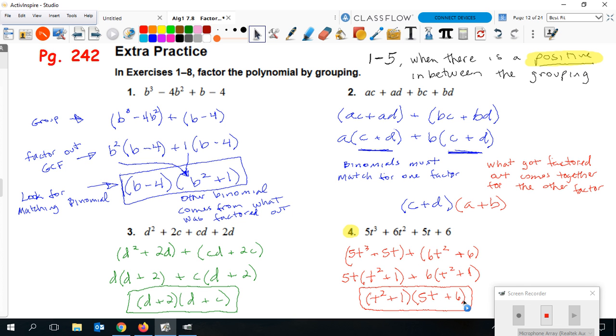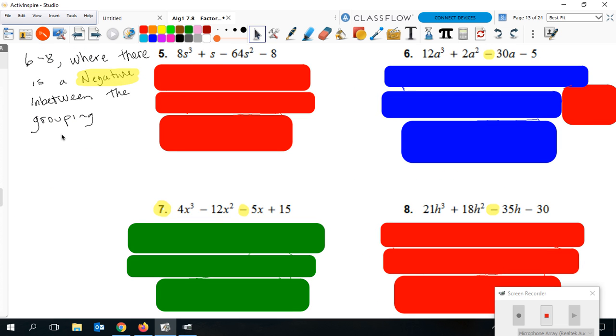All right, let's move on to number 5. So number 5 is still another one where we're going to see there's going to be a plus in between our groups. Right now you just have s's and it's not in standard form. If we were to put this in standard form, it would be this one, then minus 64s squared, then plus s, and then minus 8. So that's why there's still a plus in between the groups.